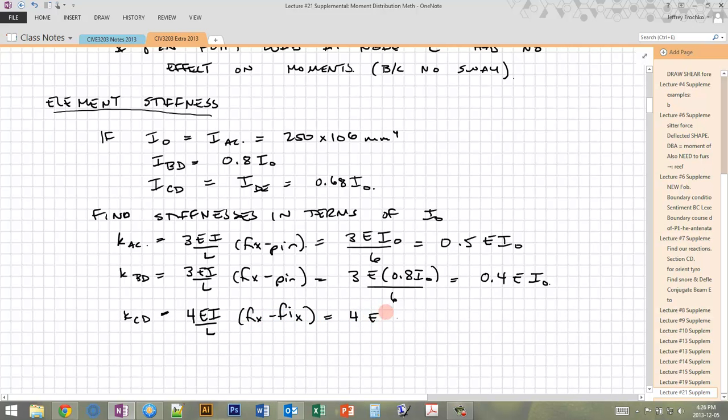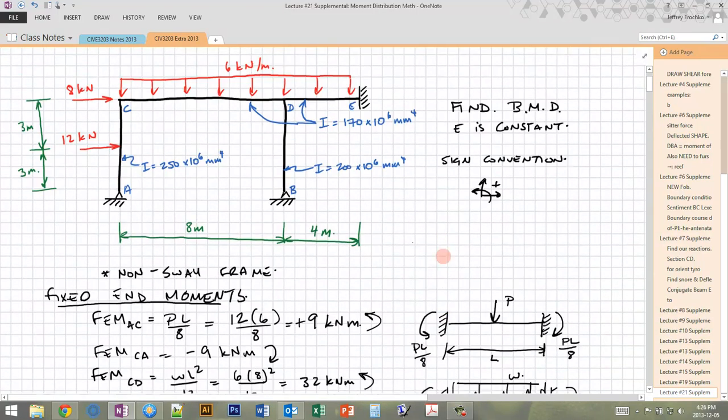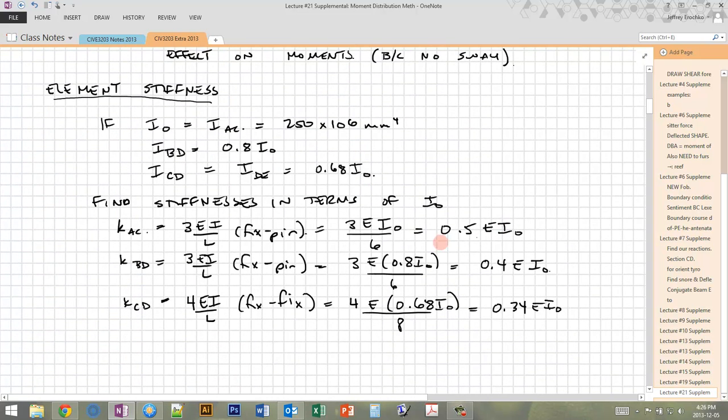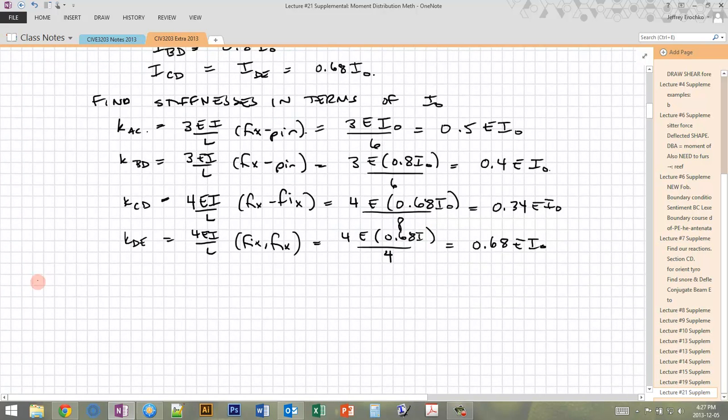So for this case it is 4EI/L. The I for CD is 0.68 I naught, and the L is 8. And so we're going to get 0.34 EI naught. Okay, so remember we were talking about how we figured that AC was going to be stiffer than CD. Well, that bears out. AC is 0.5 and CD is 0.34. Then KDE is similar to KDC, which has the same EI but is stiffer than CD because it has a shorter length. So now that we know the stiffnesses, we can find the distribution factors.